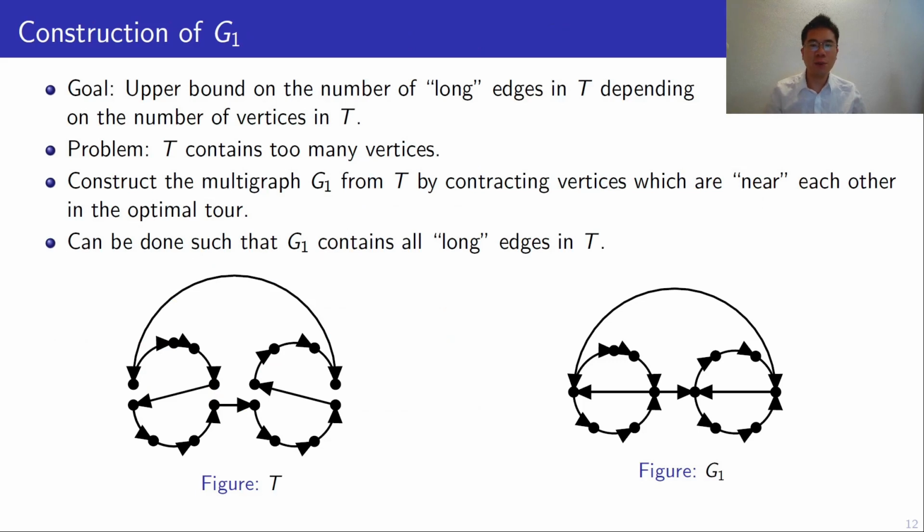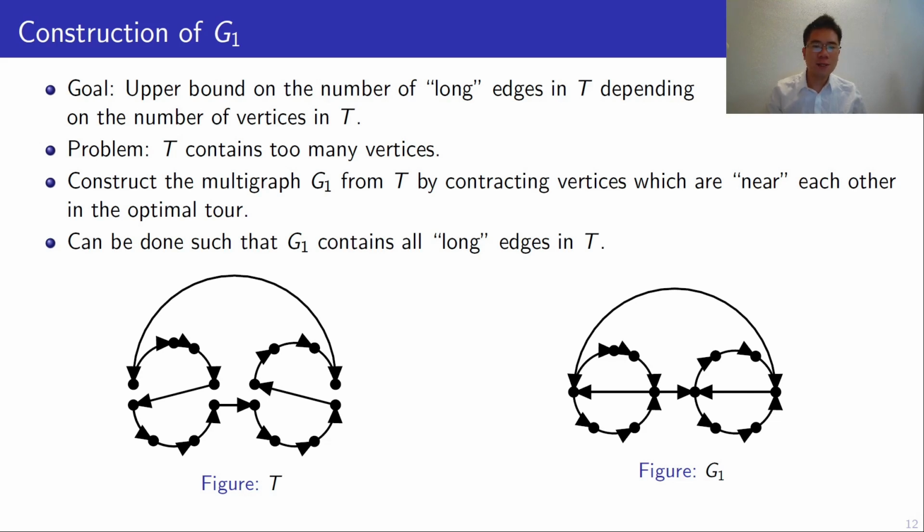We construct a multigraph G1. We want an upper bound on the number of long edges in T depending on the number of vertices in T. Now there's a problem. T contains too many vertices, so if we would perform the whole analysis on T, we would get a bad bound because the upper bound on the number of long edges depends on the number of vertices in T. How to solve this problem? We construct a multigraph G1 from T by contracting vertices which are near each other in the optimal tour.